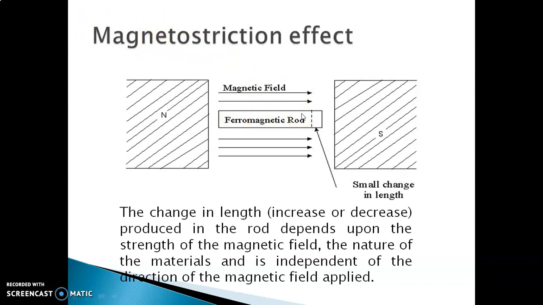In a magnetic field, it is seen that if the strength of the applied magnetic field increases, then the length of the ferromagnetic rod increases. If the strength of the applied magnetic field decreases, the ferromagnetic rod contracts. So continuously there will be an increase or decrease in the length of the rod. That means oscillations will set in on the ferromagnetic rod, and that effect is known as the magnetostriction effect. It depends upon the strength of the applied magnetic field as well as the nature of the material, and it is independent of the direction of the magnetic field applied.